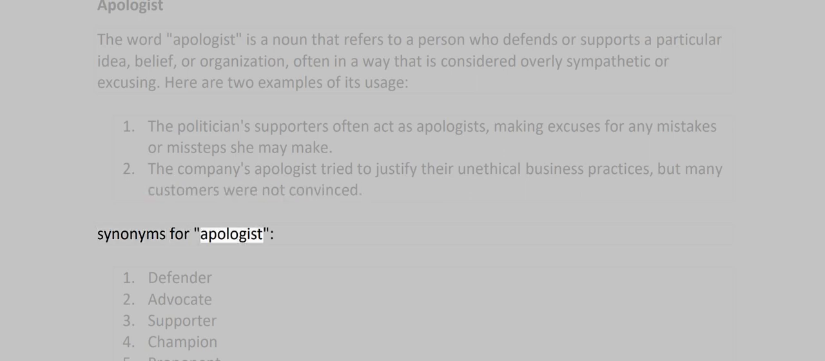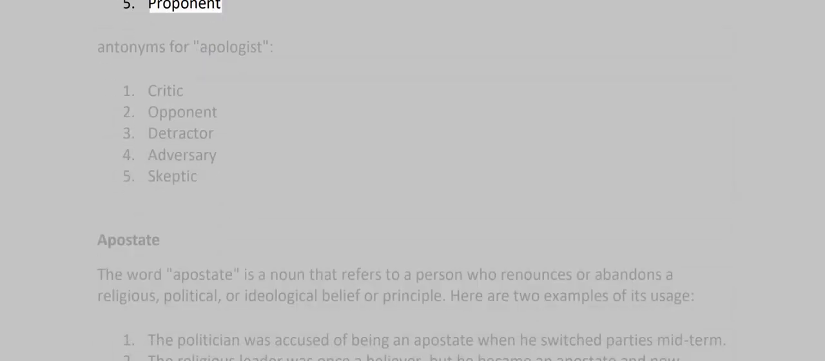Synonyms for apologist: 1. Defender. 2. Advocate. 3. Supporter. 4. Champion. 5. Proponent. Antonyms for apologist: 1. Critic. 2. Opponent. 3. Detractor. 4. Adversary. 5. Skeptic.